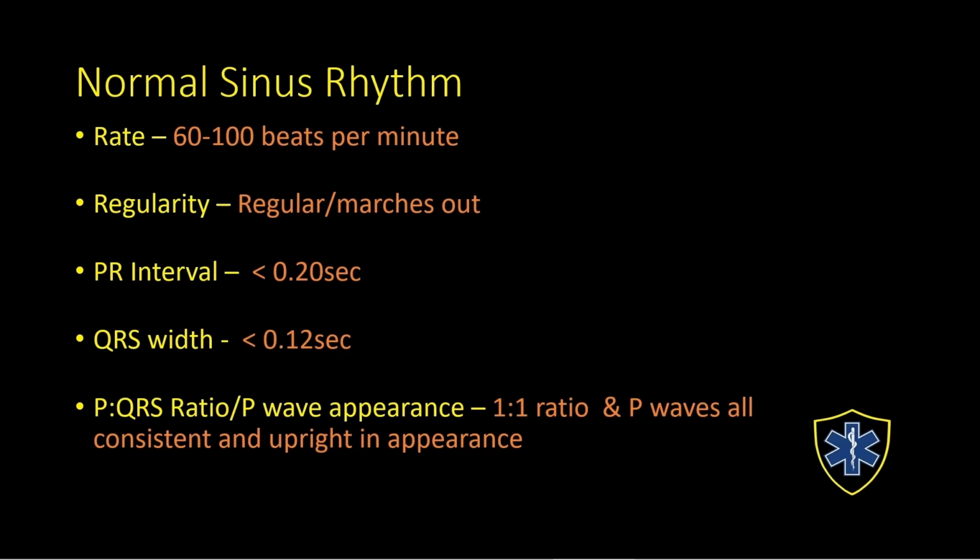We should have a QRS width of less than 0.12 seconds or 3 small boxes. Lastly, we talked about the P to QRS ratio and P wave appearance. Should have a 1-to-1 ratio between P waves and QRS, and all the P waves should be consistent and upright in appearance, indicating the rhythm originated from the same place.